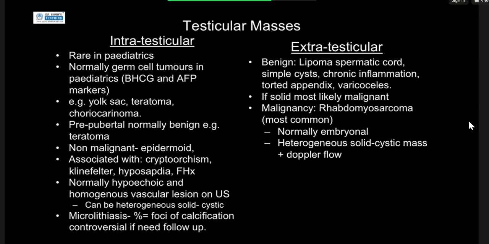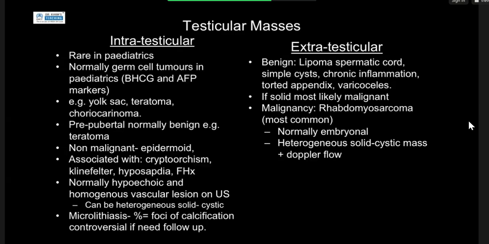Extratesticular masses: benign ones such as lipomas of the spermatic cord, simple cysts, or we can see some chronic inflammatory changes. But if they're solid, they're most likely malignant, and the most common malignancy we'll see is a rhabdomyosarcoma, normally the embryonal type, and that shows as a heterogeneous solid cystic mass with increased flow, as we saw in our case.